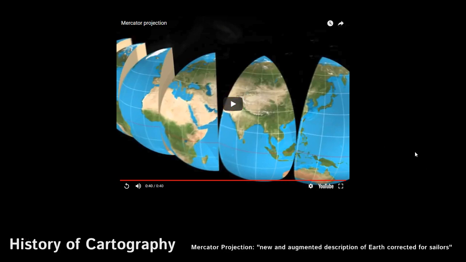So it was a new and augmented description of the Earth corrected for sailors. That's really what the Mercator projection allowed to take place at a moment in history. And we actually use the Mercator projection still today, and it is really good for directional navigation. So we actually use a version of it, say in Google Maps, where we're trying to get from one place to another place, or one location to another location. It's very valid for doing that type of activity.